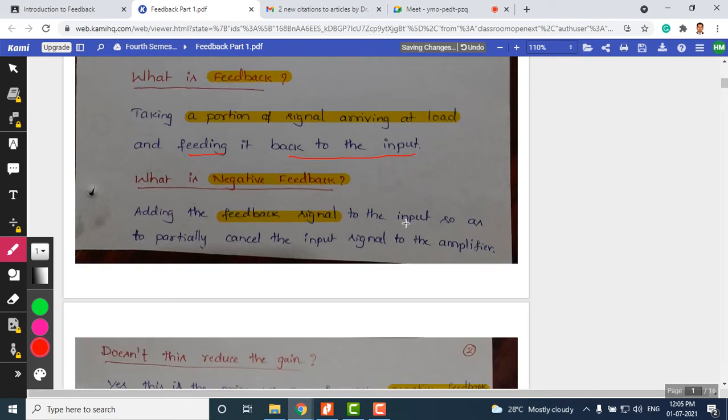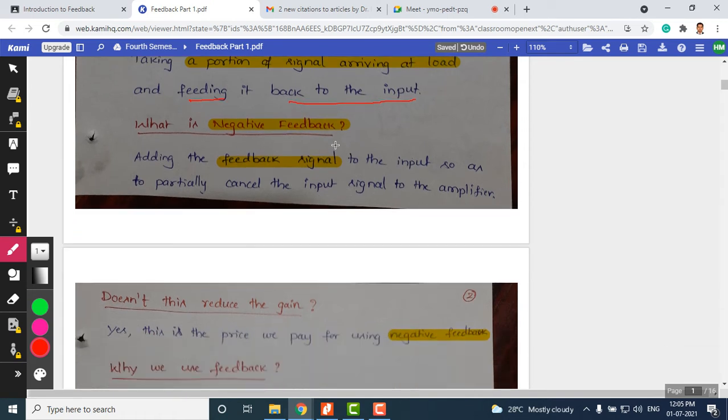Specifically, if you look at negative feedback, what is negative feedback? We will discuss why negative feedback is important. In negative feedback, we add the feedback signal to the input such that the signal cancels some portion of the input. That is negative feedback.